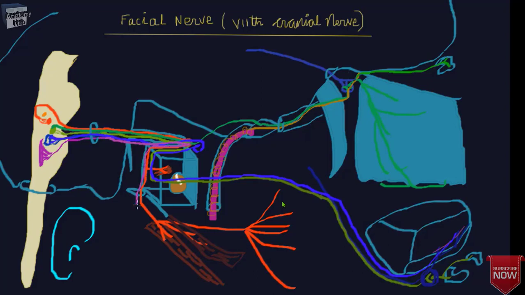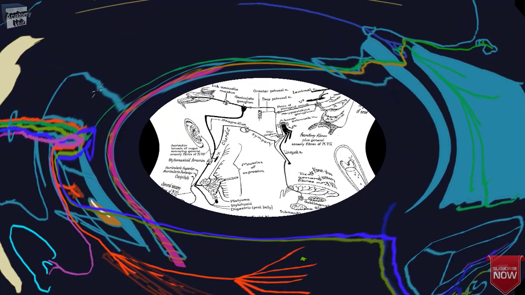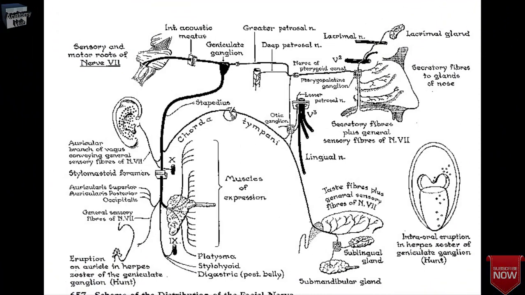Now here the spinal nerve nucleus coming down exits through the stylomastoid foramen and will innervate part of the external acoustic meatus for touch, pain and temperature.